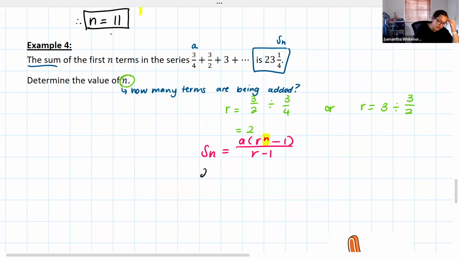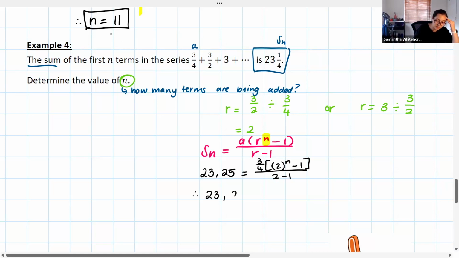So the sum is 23.25. I'm just going to write that as a decimal. You don't have to, it's up to you. Is equal to A, which is 3/4, open bracket your R value, which is 2, to the power of N, which we don't know, minus 1 all over 2 minus 1. Now guys, 2 minus 1 is 1. So what we actually have is 23.25 is equal to 3/4 times 2 to the power n minus 1.